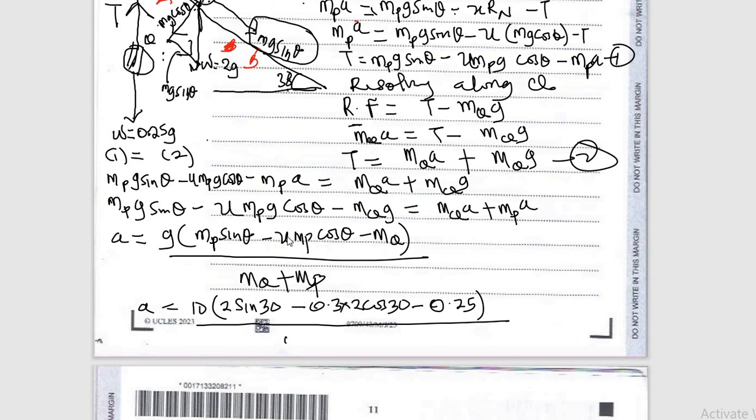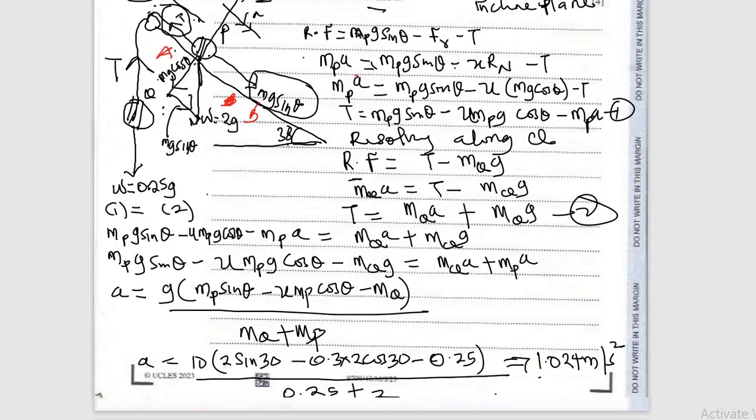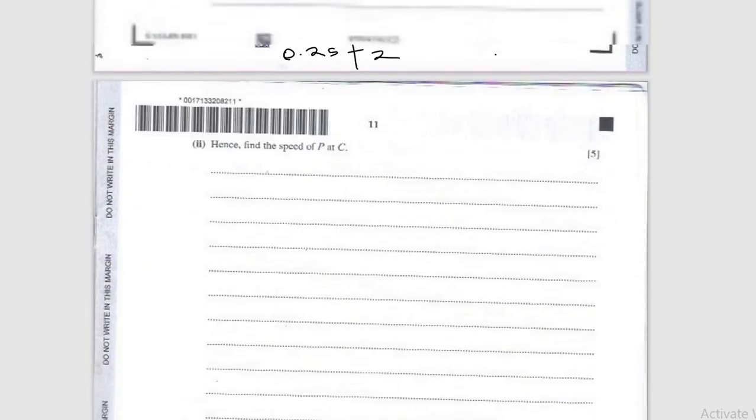That's 0.25 plus 2. So insert this in your calculator. Your acceleration will be 1.024 meter per second square. Approximately, it can be 1.02. That's the acceleration between A and B. I believe you understand this. If you have any question, comment. Let me ask in the comment section.